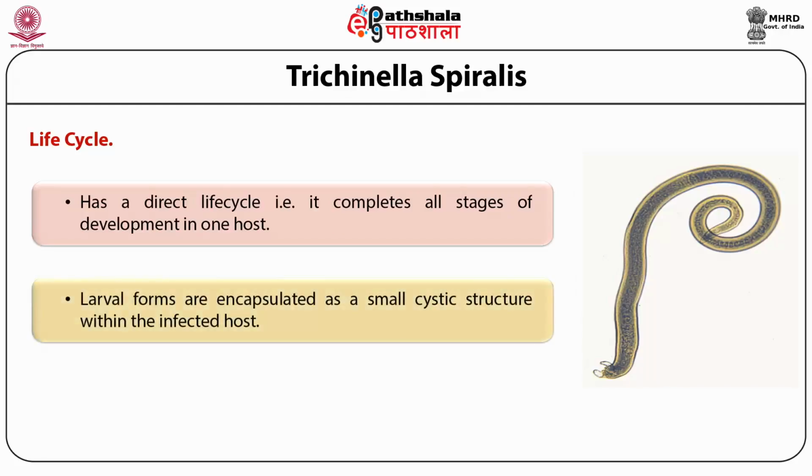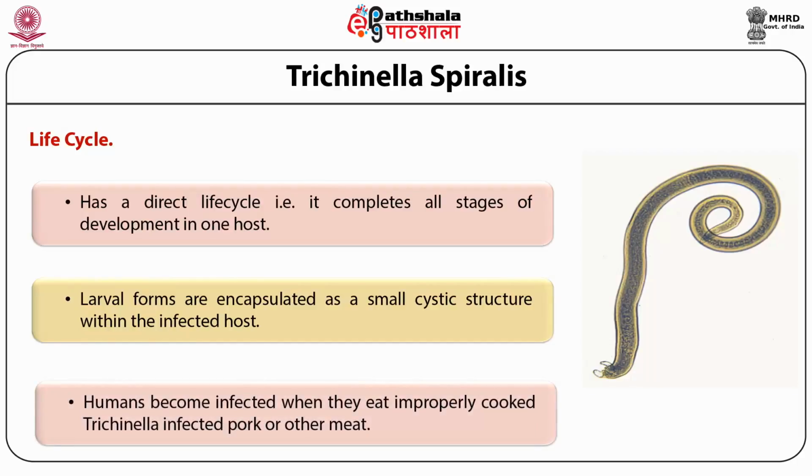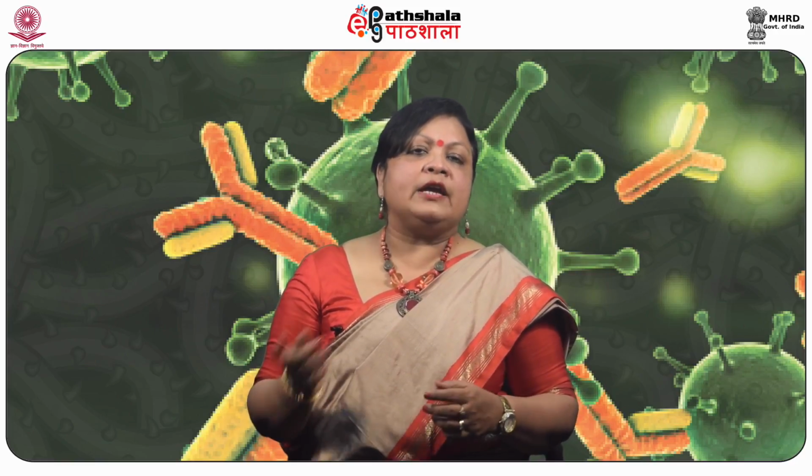The larval forms are encapsulated as a small cystic structure within the infected host. Humans become infected when they eat improperly cooked Trichinella-infected pork or any other meat. Due to the pH in the stomach, the larvae are released and migrate to the intestine. They burrow into the intestinal mucosa, mature, and reproduce there.